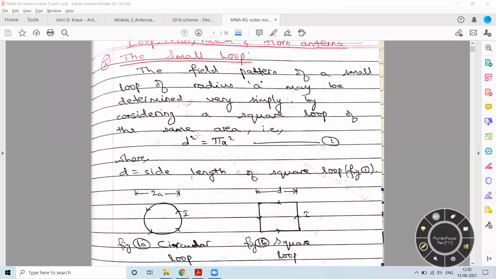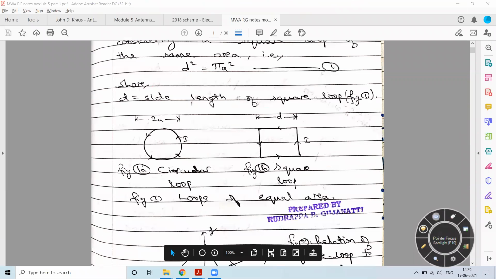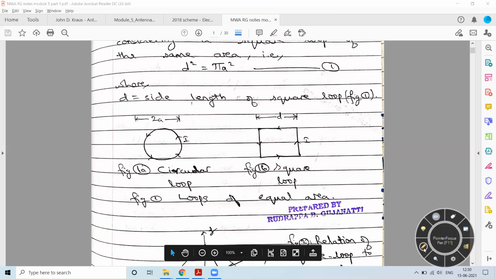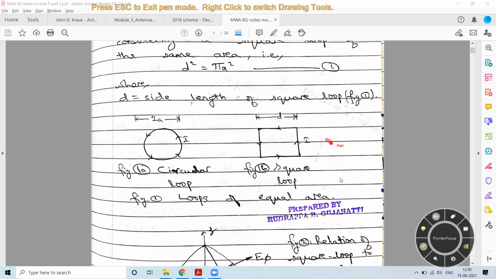So this is pertaining to a small loop. So what is a small loop? Again, I specified where c by lambda is much lesser than phi. This is the assumption we are considering. And now, when we are doing the analysis, we can consider either of these two. In this case, first we'll consider this one and see how it appears.